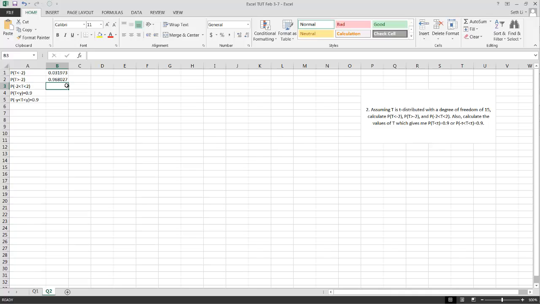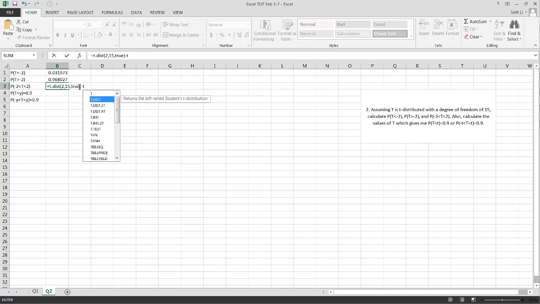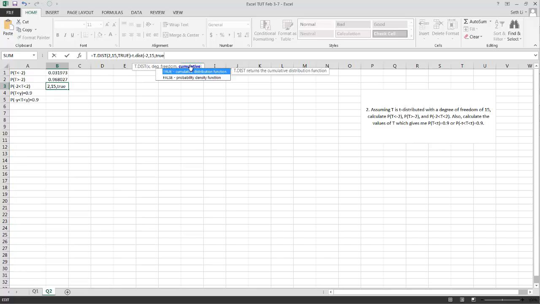Right. Next, now it wants to know the probability for when t is between 2 and negative 2. In this case, we're going to be using, once again, the same thing we did with the normal distribution. We're going to take the value for when t is less than 2, and then we're going to subtract when t is less than negative 2. Remember to make sure the degrees of freedom in each case are always 15.